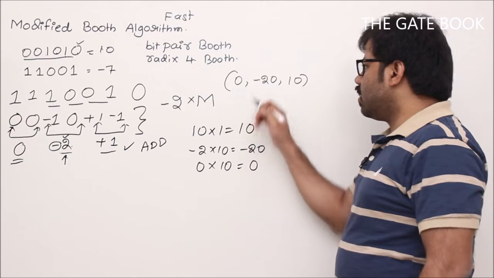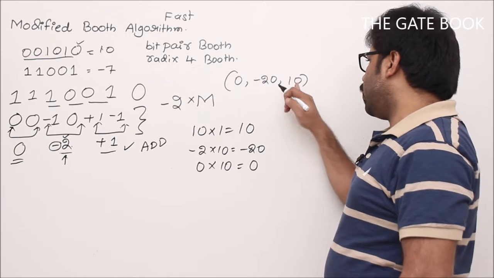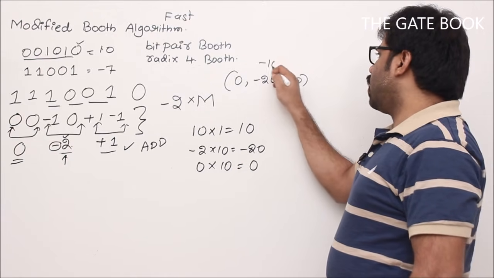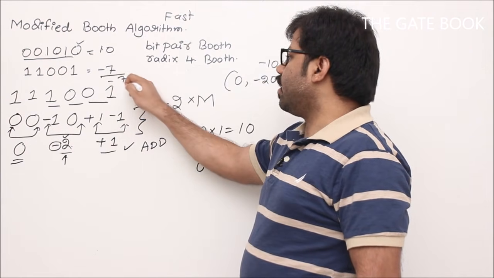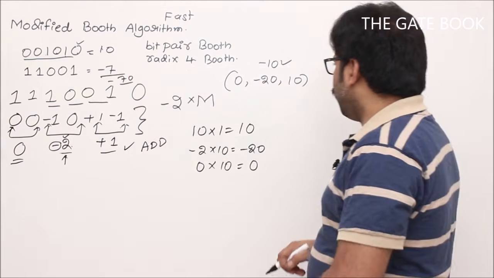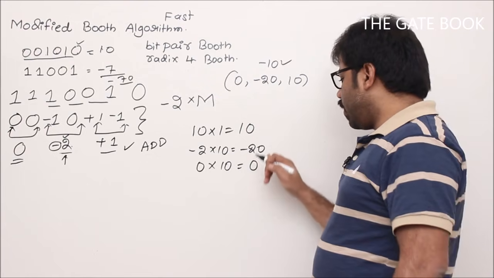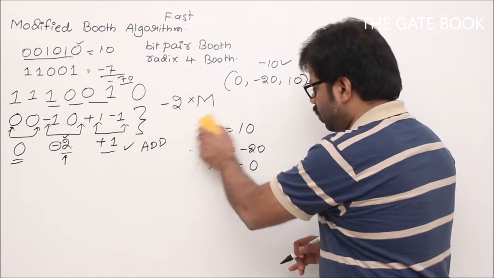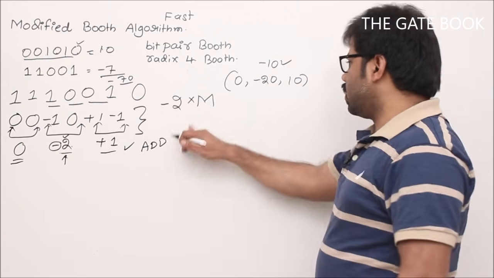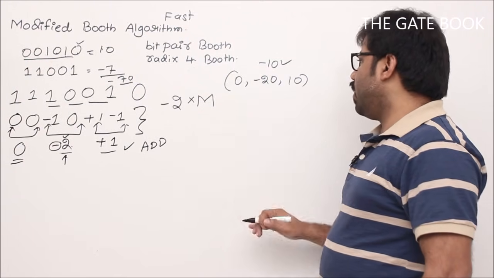But don't say, sir, 0 plus minus 20 plus 10 is minus 10, so the answer is supposed to be minus 10. No, the answer should be minus 70. The reason is, we are not directly adding 10, minus 20, 0, right? We will be shifting the summands, so you know that process. I don't want to discuss that, but still for this example I will tell you.